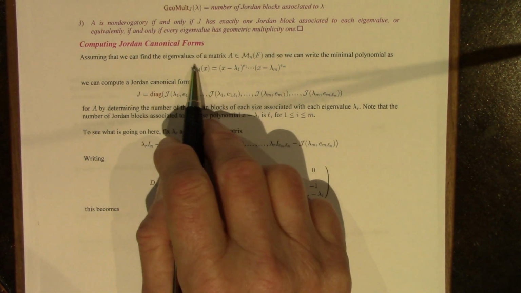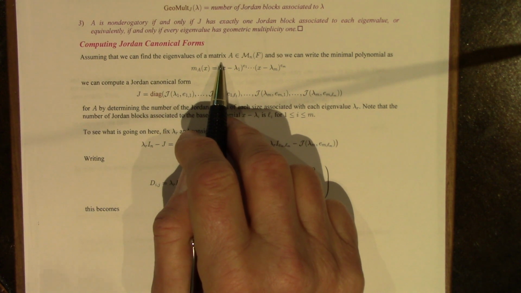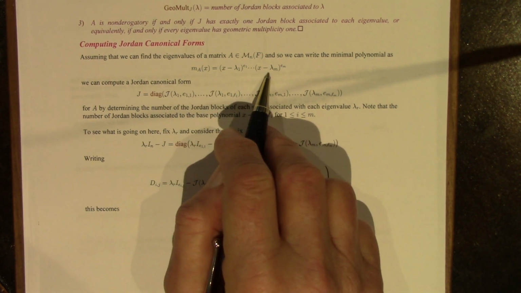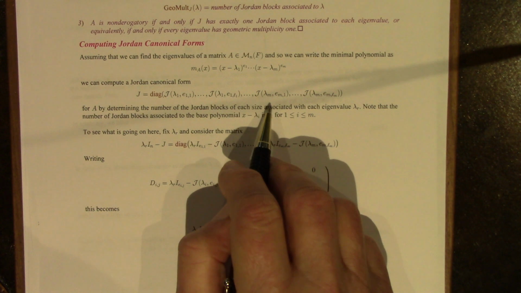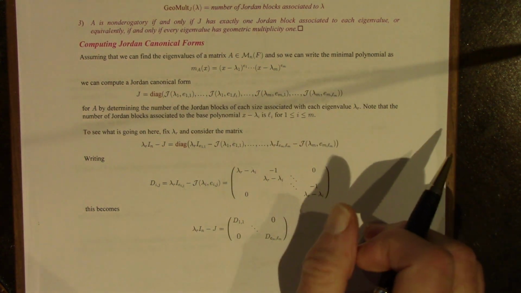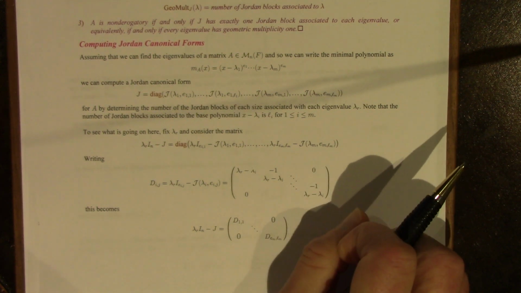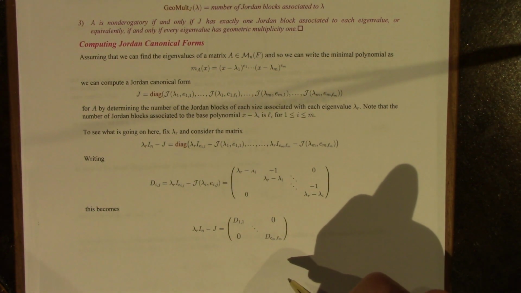So let's assume then that we can find the eigenvalues of a matrix, and that's a critical assumption. So we can get the factorization of the minimal polynomial. Then we can compute the Jordan canonical form as follows. It has to do with looking at raising certain matrices to powers and looking at their null space. This can be a little bit testy, this discussion.